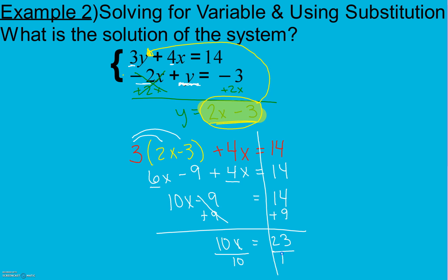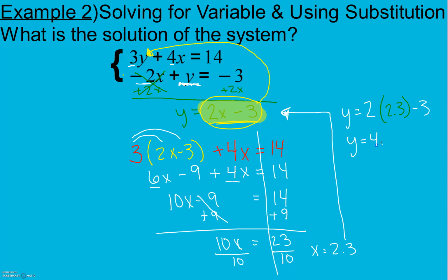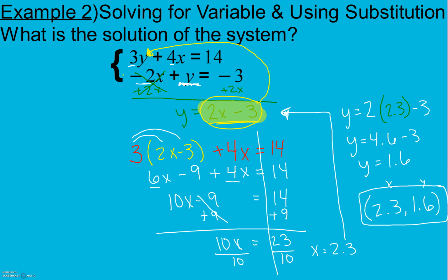And then divide by 10. And x is going to be 2.3. Now that we know x, we can solve for y by plugging it into our equation. So y equals 2. Again, x we know is 2.3. And the rest of the equation stays exactly the same. And we get y equals 1.6. So x is 2.3 when y is 1.6. Remember x and then y.